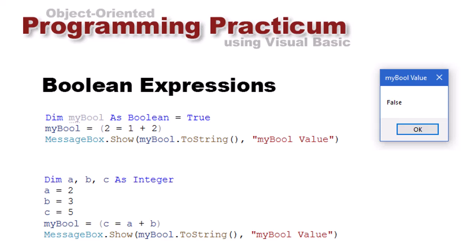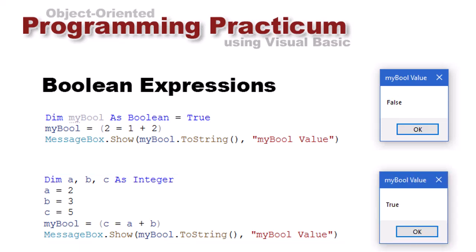So here I've got 3 variables, a, b, and c, all as integers. And for now, we'll say a is 2, b is 3, and c is 5. And I realize this isn't really much different than hard-coding values, but let's suppose that maybe we're reading those 3 values, a, b, and c, from 3 text boxes. The expression here, though, with those values is myBool equals, and then the expression is c equals a plus b. So c, of course, is 5, a is 2, b is 3, so 5 equals 2 plus 3. And we know that to be true. So when we show the message box here of myBool.toString, what we see is a true value.